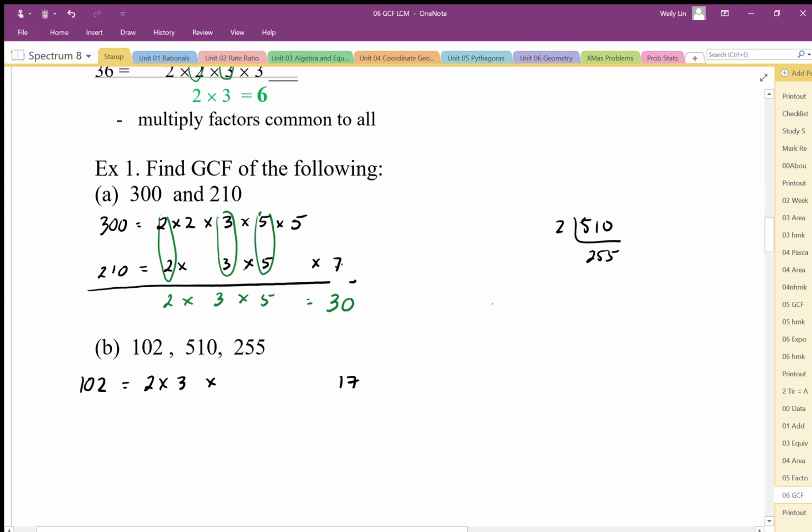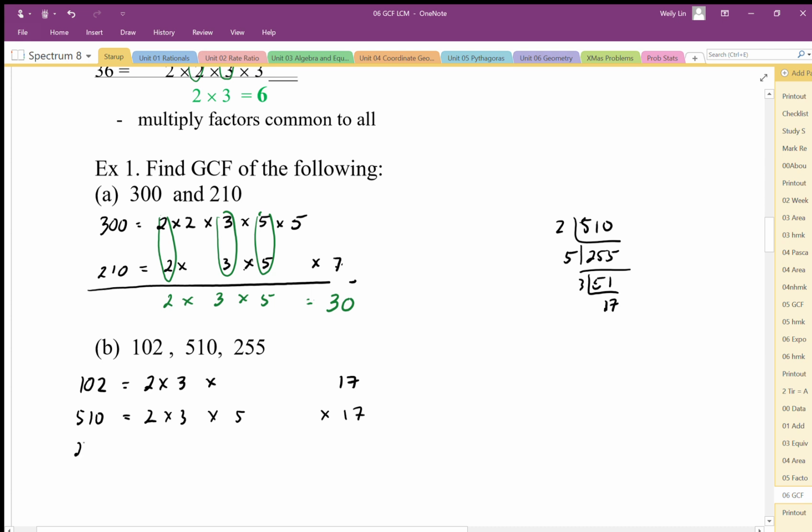Ooh, it looks like 255 is common to both of these. So 5, divide that by 5, I get 51. Divide by 3, I get 17. Okay, well that's great because I can see that 255 has a factor of 51 and 17. Okay, so 510 is going to be 2 times 5 times 3 times 17.